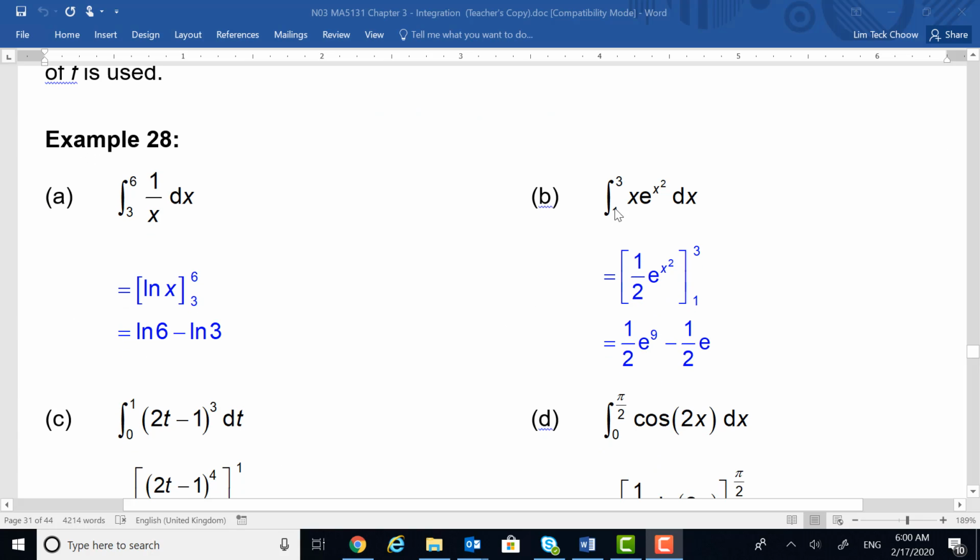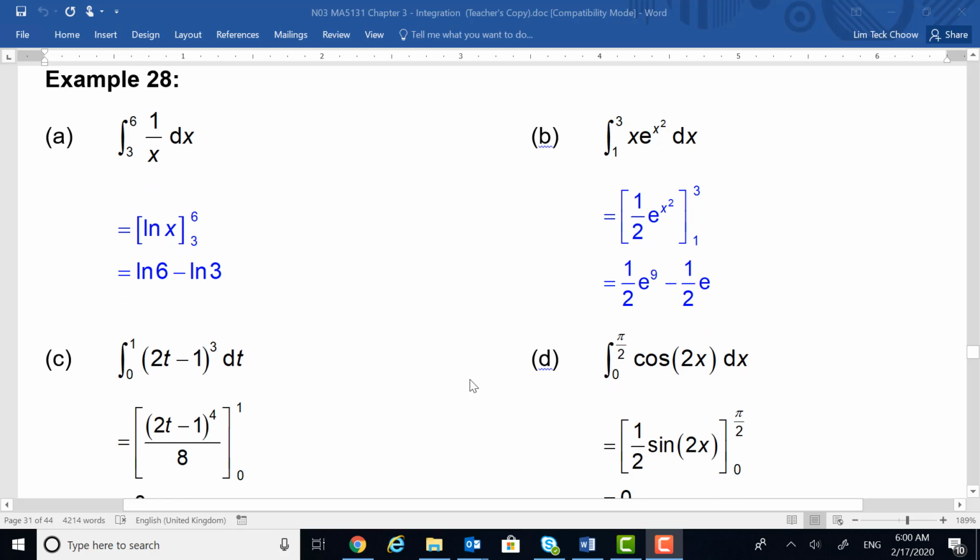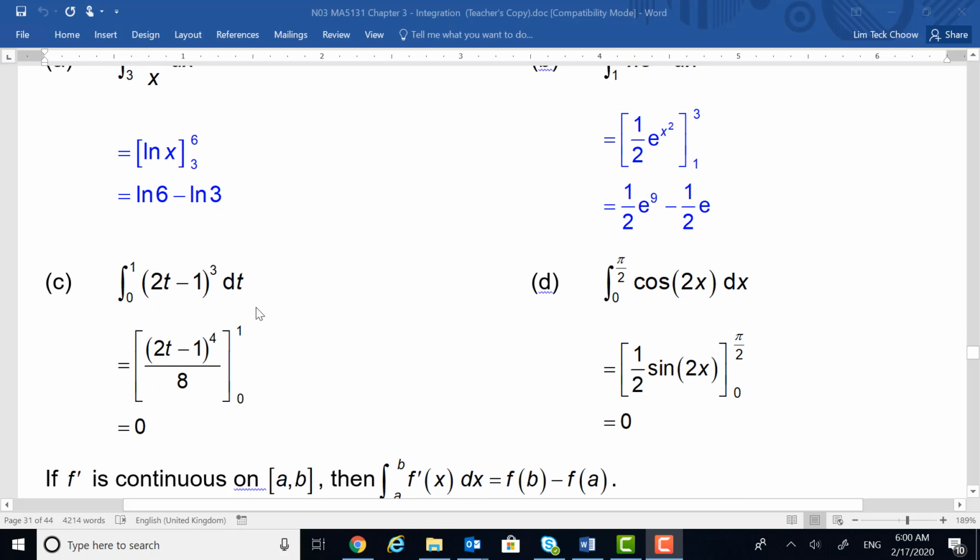Likewise, in this function, integral from 1 to 3 of x e to the x squared, you first and foremost integrate this, you get half e to the x squared, you put x as 3, followed by x as 1, and take the difference. Look at example C, the same thing goes. You again integrate this, the antiderivative of this is this. And again put in the first limit, put x as 1, while putting the second limit x as 0 and take the difference. Likewise, the antiderivative of cos 2x is this, and you now put in the upper limit followed by the lower limit, in this case actually 0.